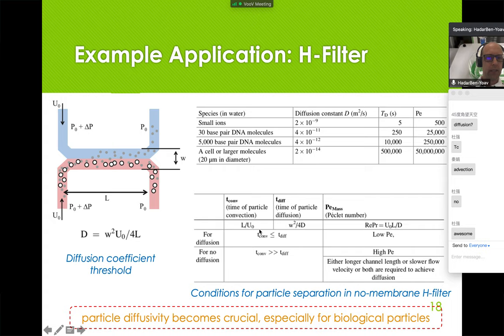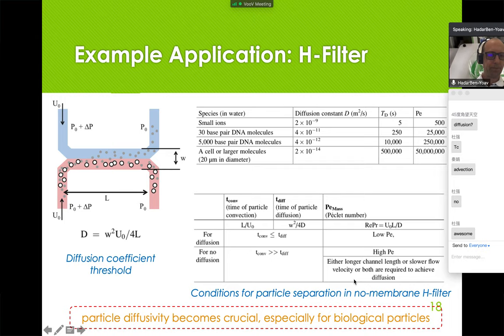For diffusion, we want the T convection to be much smaller than T diffusion, because we want the mechanism that will affect it to be diffusion. Therefore, we need a low Peclet number, and we will calculate it by this number. For no diffusion effects, we want the T convection much bigger than the T diffusion. So therefore, we're going to have a high Peclet.